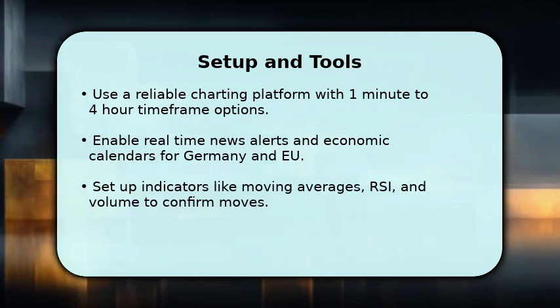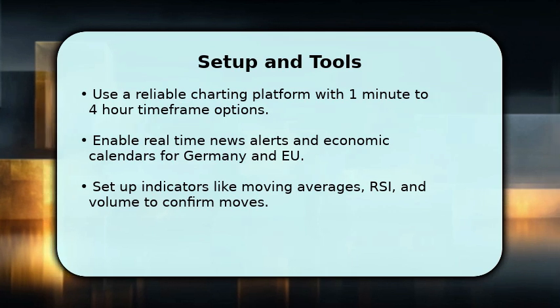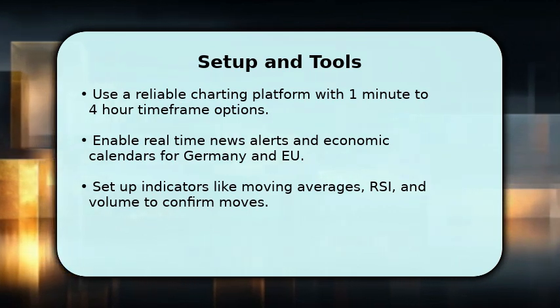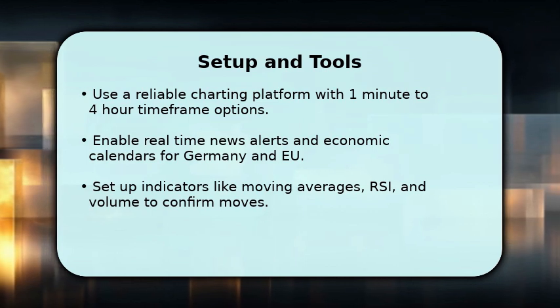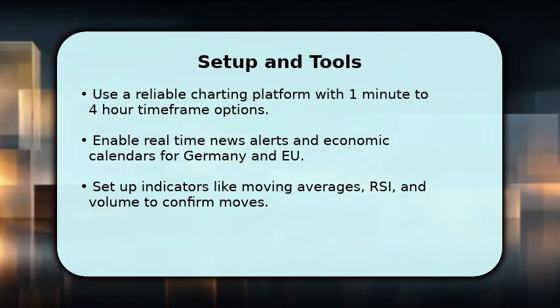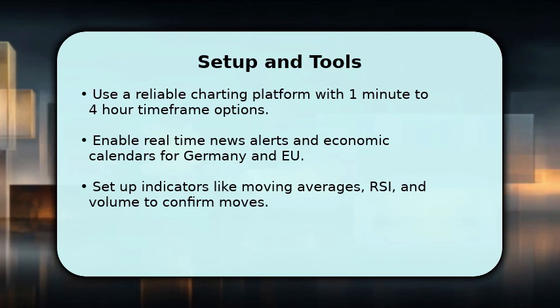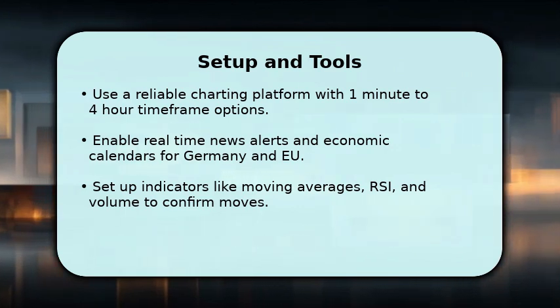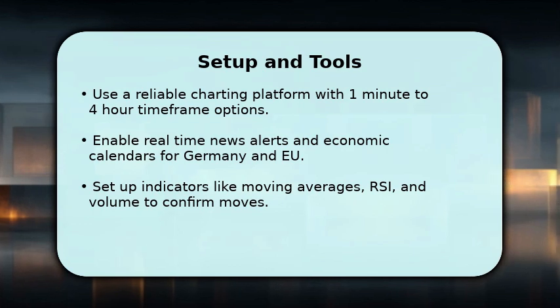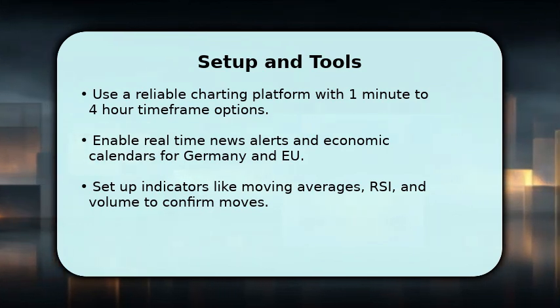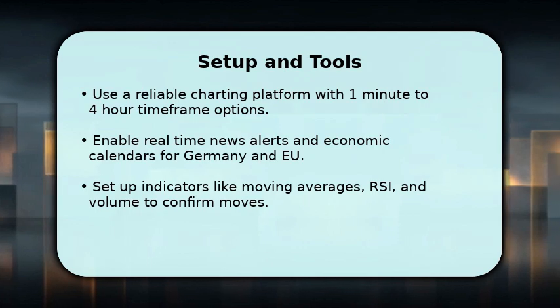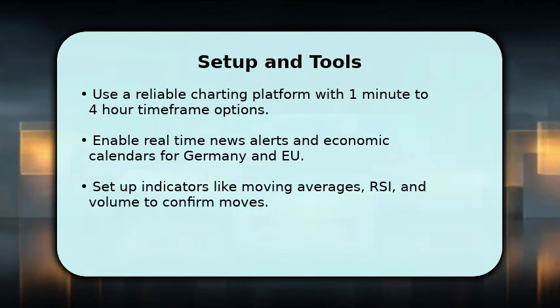First, link a charting app to your brokerage and choose timeframes that match your trading style. Turn on CNBC alerts for market-moving headlines and the economic calendar for German data. Add moving averages and RSI to identify trend and momentum, and practice placing limit entries plus stop-loss orders in a demo account before trading live.